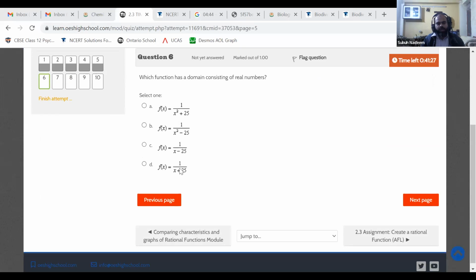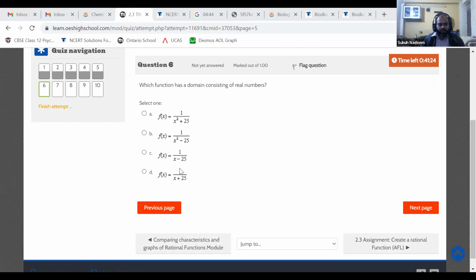Which function has a domain consisting of real numbers? Okay, so you have to find the domain and find out which of these following functions have domain as all real numbers. So one by one, we will start finding the domain. So here, what do you think, which value should not be in the domain? In any of these rational functions, what you have to analyze first, which value should not be in the domain? What is the principle behind it?